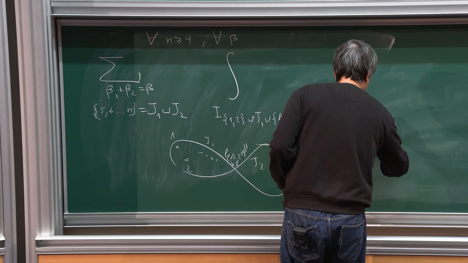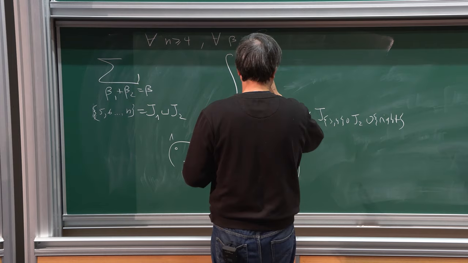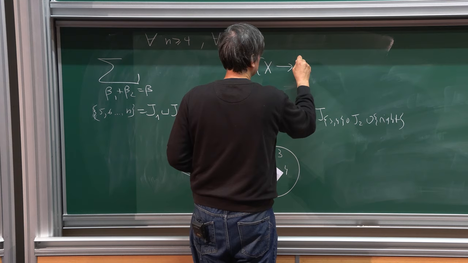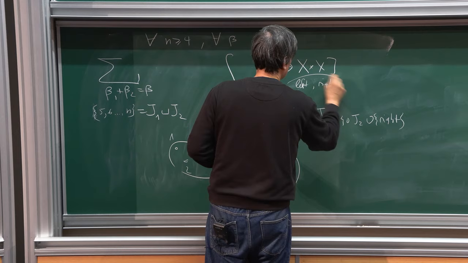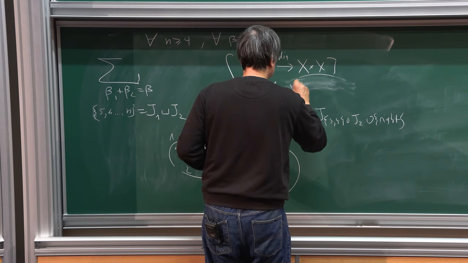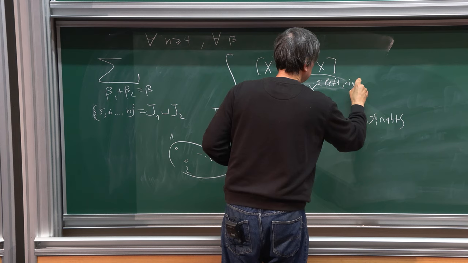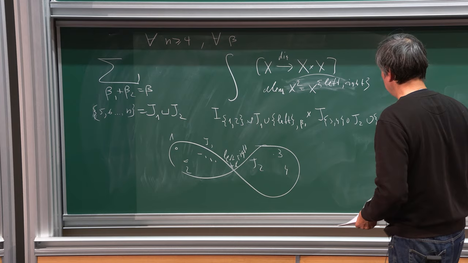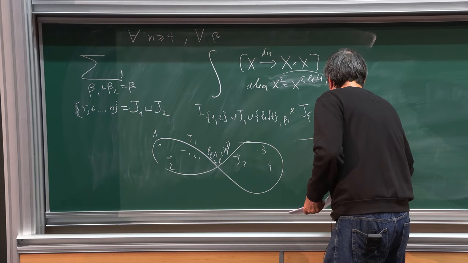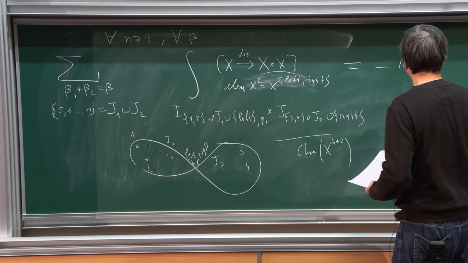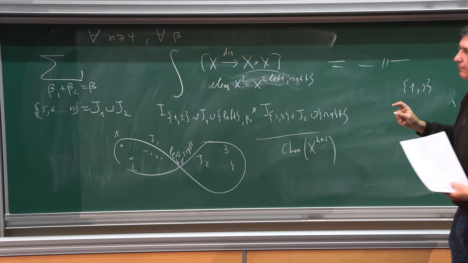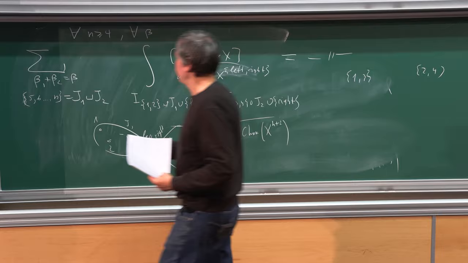And I integrate over the diagonal embedding class. Here the indices will be left and right. So I integrate along x squared. Altogether I get something like n plus 2. This sits in the Chow group of x to power n plus 2, and forces two points to coincide. And the claim is that the same holds when I put 1, 3, 2, 4. You're taking 5 to n. Yes, 5 to n.